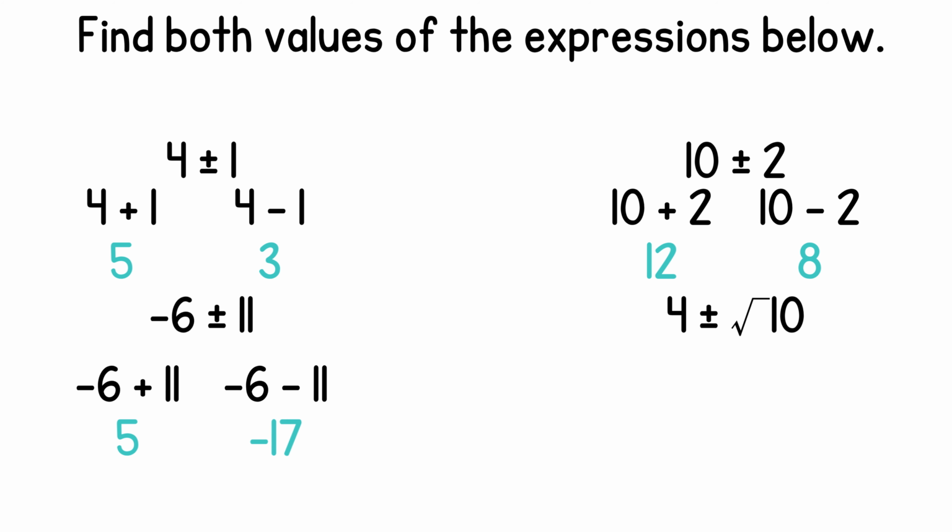Now let's look at our last one. We have 4 plus or minus the square root of 10. The 10 is not a perfect square, so we're going to leave it under the radical. So we'll have 4 plus radical 10 and 4 minus radical 10. And this is as simplified as we can get this one.